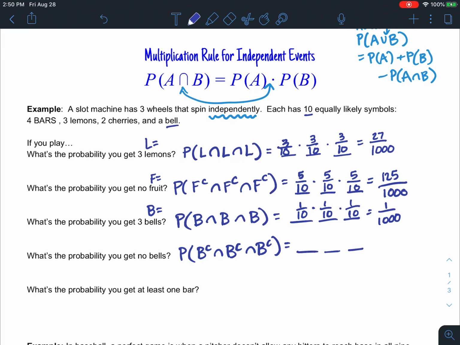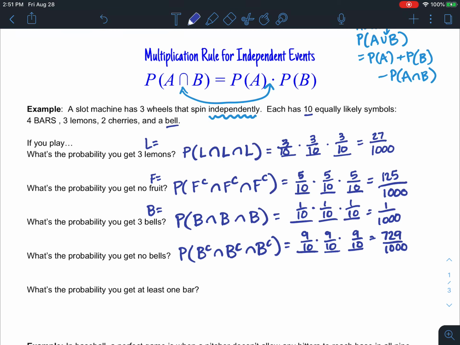Okay, so the probability that the first one would be no bell would be 9 out of 10, right? All the other 9 are not bells. Not a bell, not a bell, giving us 729 out of 1,000. Okay, see, not bad. Multiplication rule's not bad.